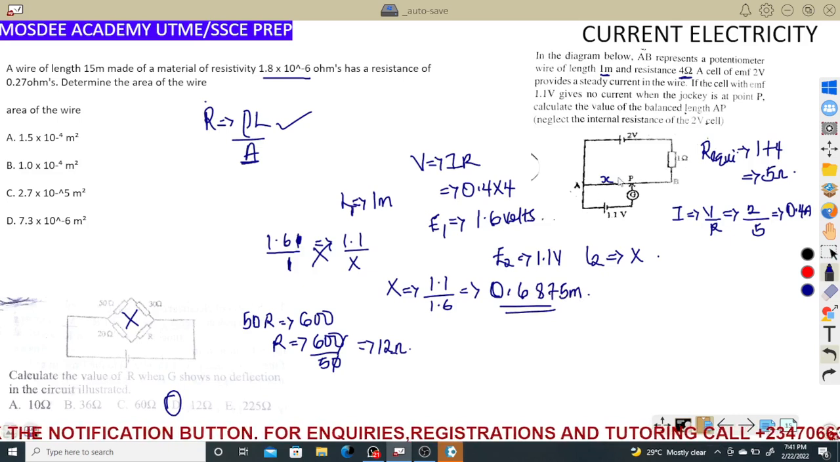And look at the way I've done this, mixing the concept of V equals IR with other concepts. And that is where we are going to stop. This is where I'm going to stop for this section.